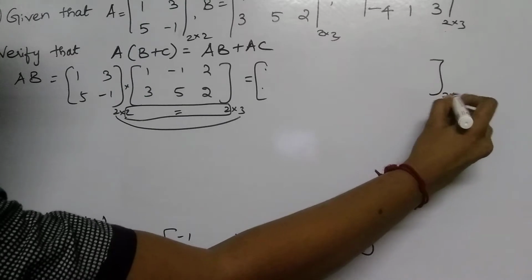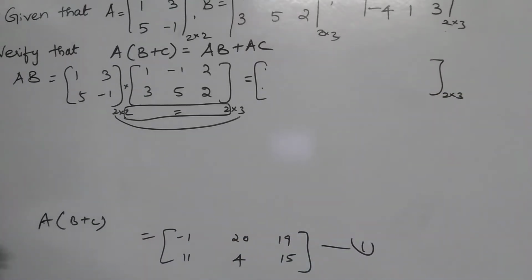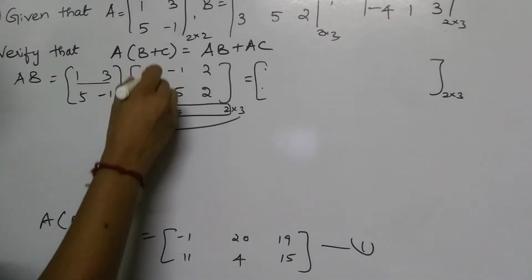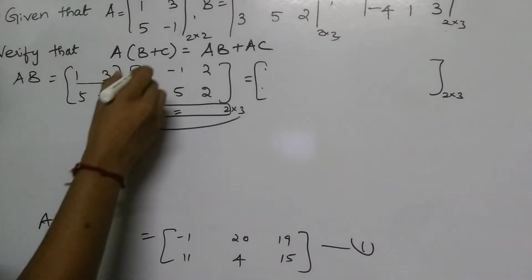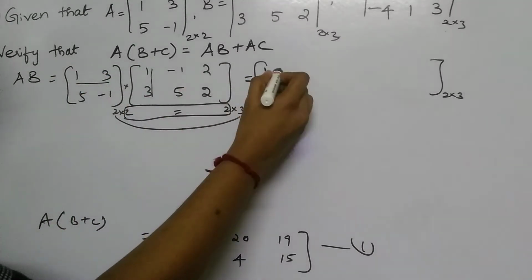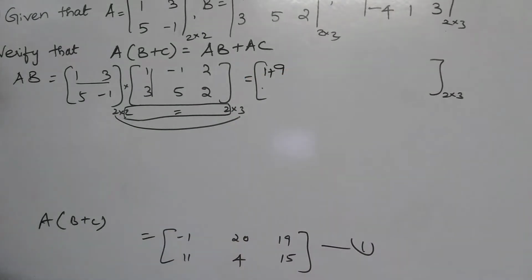What are the 2 row elements and the 3 column elements you are going to multiply and write. Now how will you multiply? 1 row with 1 column. 1 row with 1 column. 1 into 1, right? 3 into 3. Both you have to add it.